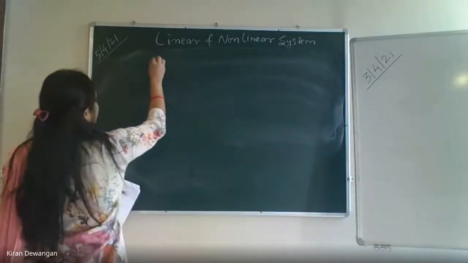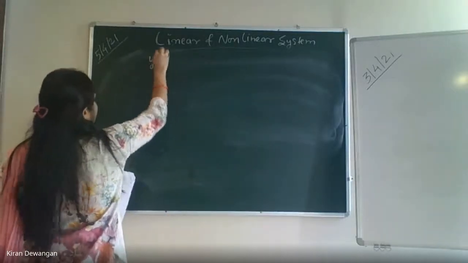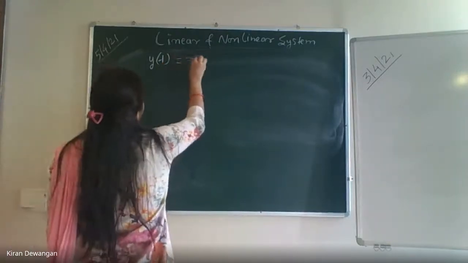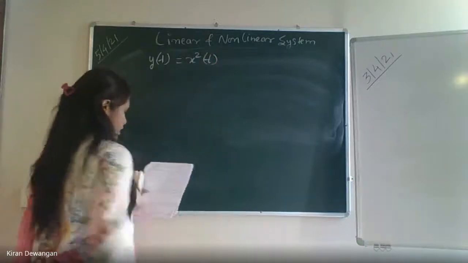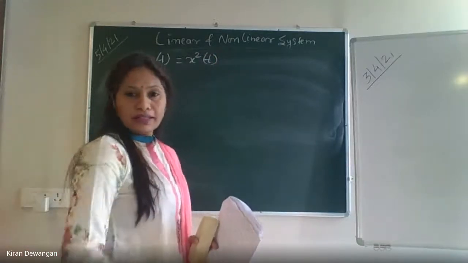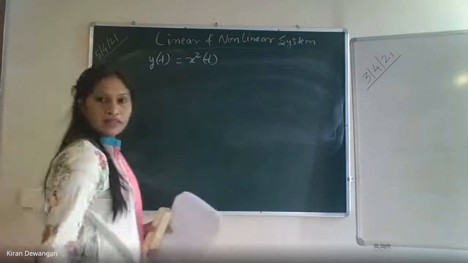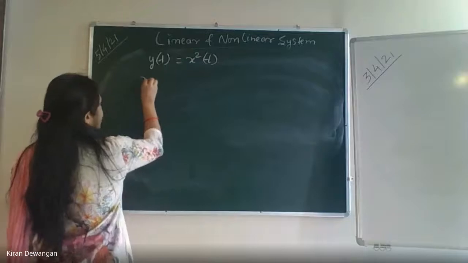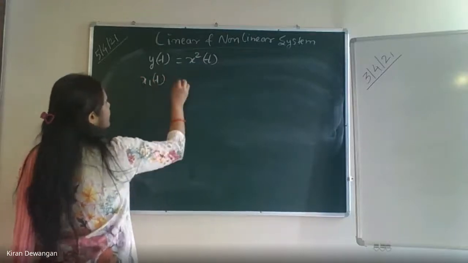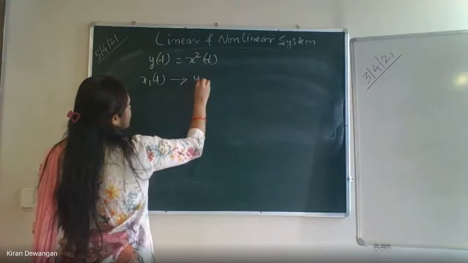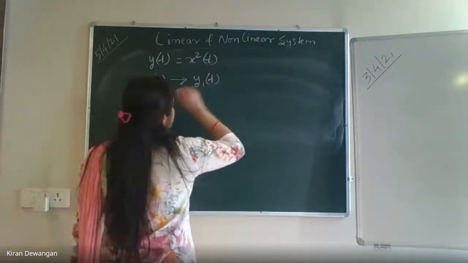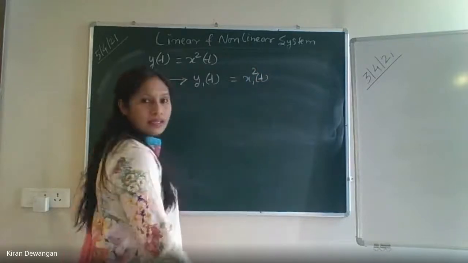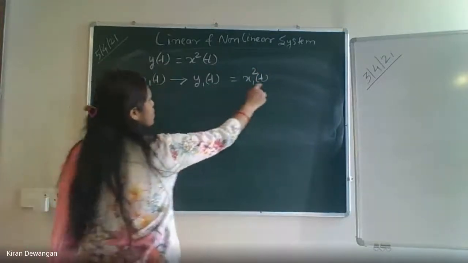Let me take y as x square t. Now again we need to check the linearity for this question. Okay? We need to check the linearity. Now let us start with x1t. Let x1t be my input. In that case the output is y1t and this will be equal to x1 square t.